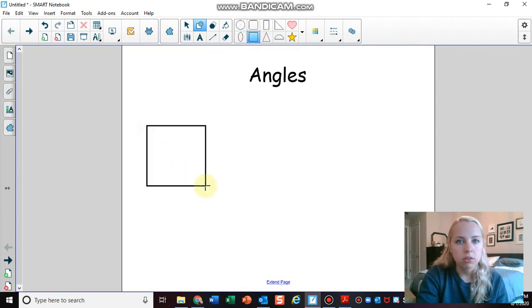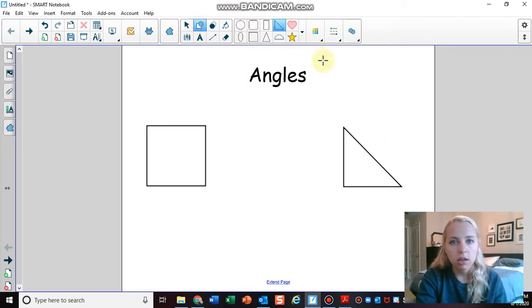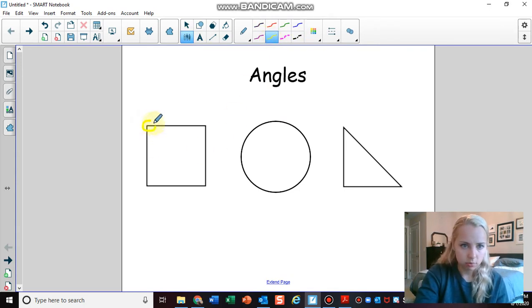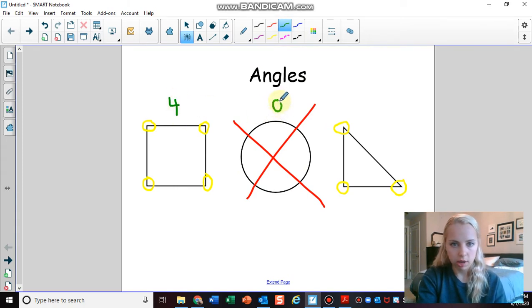Just like here, we can make a square, or here we can have a right triangle, and I'll tell you why it's called a right triangle in a second. Or here we can have our circle. Now angles are essentially the corners of these shapes. For example, a square has 1, 2, 3, 4 angles. A triangle has 1, 2, 3 angles. And a circle actually has 0 angles because look, there are no corners on this circle. It's perfectly round. So this circle has 0 angles. So 4 angles on a square, 0 angles on a circle, and 3 angles on a triangle.